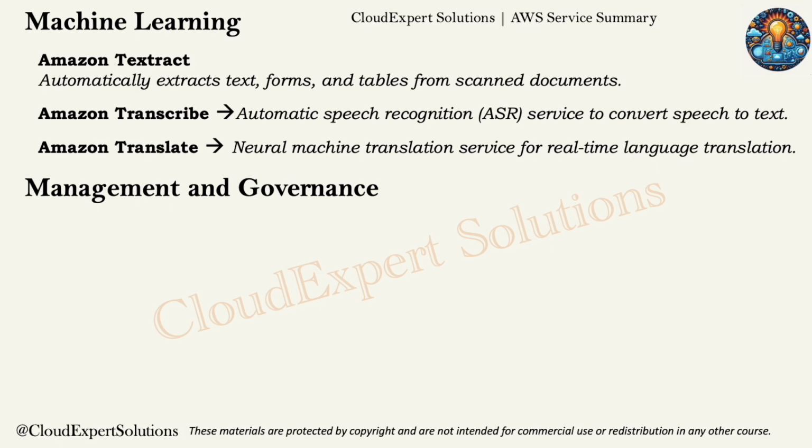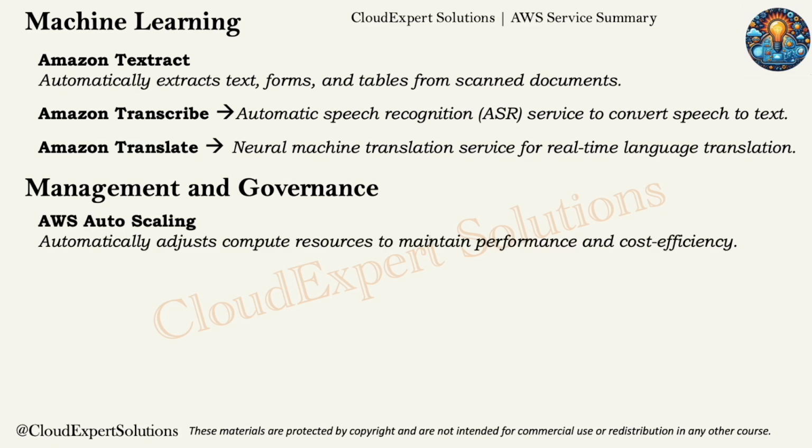And we'll start with AWS Auto Scaling. AWS Auto Scaling automatically adjusts compute resources to maintain performance and cost efficiency. AWS Auto Scaling can be used to scale EC2 instances or other resources based on demand.